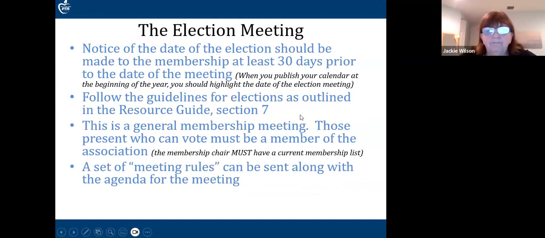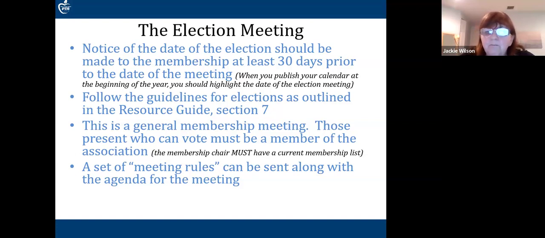So the election meeting. Notice of the date of the election meeting should be made to the membership at least 30 days prior to the date of the meeting. When you publish your calendar for the year, April, election meeting, very important. Make sure you put that on the date when the election meeting is happening. Follow the guidelines for elections as outlined in the resource guide.